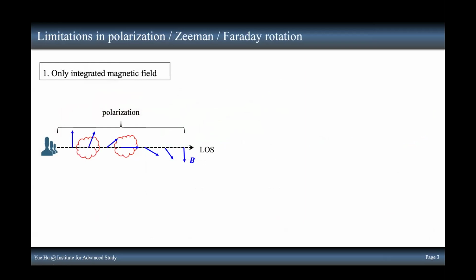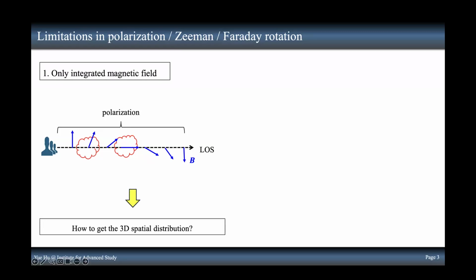But here I would like to mention some limitations in the traditional polarization, Zeeman and Faraday rotation methods. The first one is that they can only detect the integrated magnetic field. That means the polarization signal is integrated or collected along the line of sight. Therefore, what we get is only the projected magnetic field on the plane of sky. But if we want to know the full picture of the galactic magnetic field, we still need to know the 3D spatial distribution of the magnetic field.